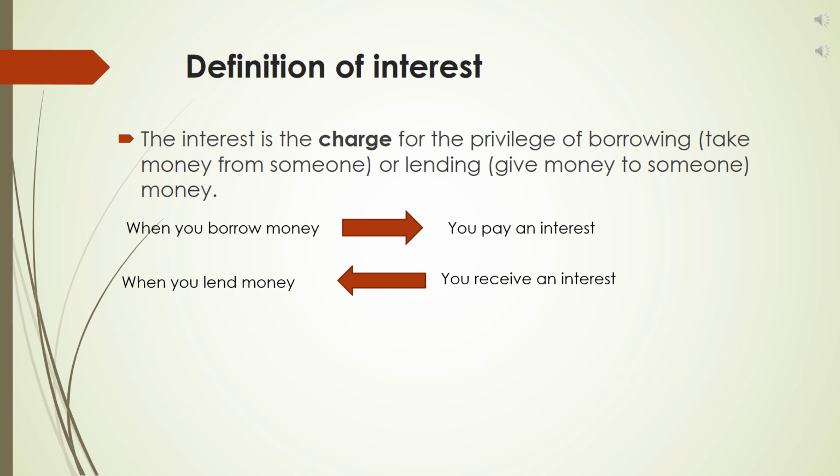When you borrow money from someone, that means when you take money from someone, you're going to be paying an interest. You're going to be paying a sort of fee, a sort of charge, a sort of rental cost. And also, when you lend money, that means when you give someone an amount of money, you will be taking the interest, a charge, a rental cost. So that's the idea. An interest is the charge for the privilege of borrowing money or lending money. When you borrow money, you pay the interest. When you lend money to someone, you receive an interest.